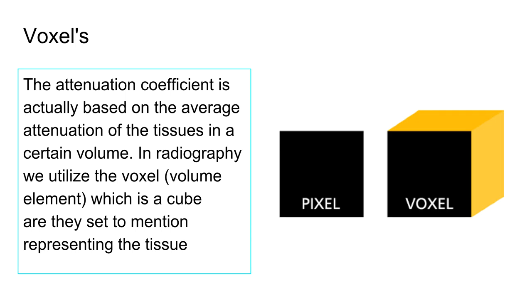Right, you have all these different voxels, but they all have a bunch of tissues in them. All those tissues, if you looked at them individually, would have different attenuation coefficients based on how much radiation they absorb. But you're only allowed one brightness level, one particular grayscale for every pixel. And that's determined by how many different attenuation coefficients are in a voxel. They average those all together and then give you a brightness.